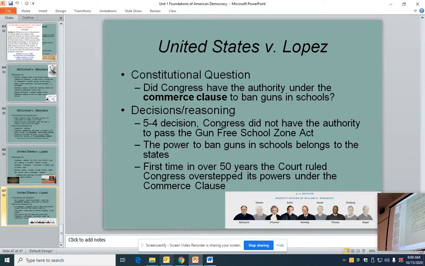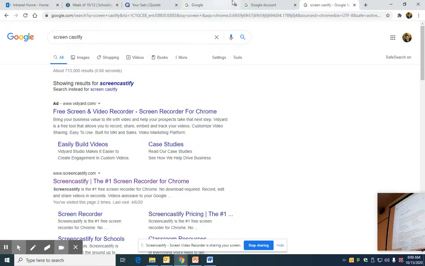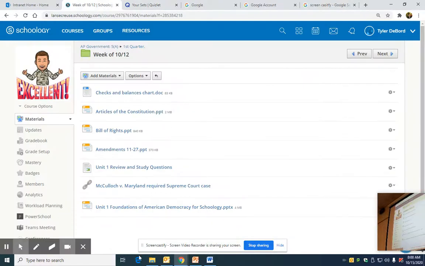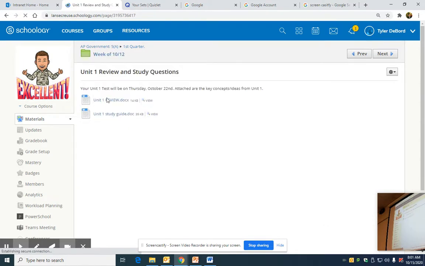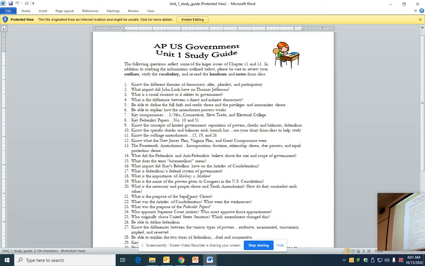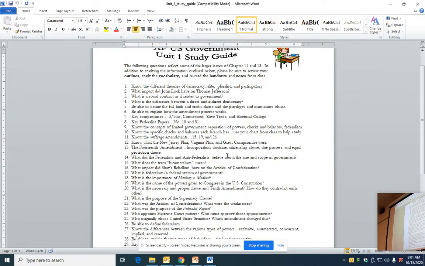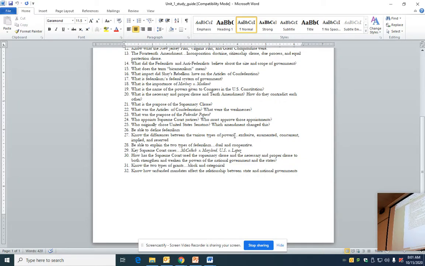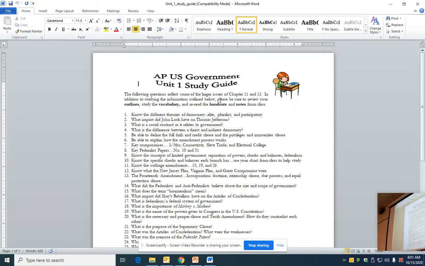Okay, so I just want to show you this real quick before we take the test. I posted on here the notes, the Unit 1 review and study questions. If you click on that, there are study questions for the test. There's a study guide. So if you open that, you have the study guide. All of these concepts, all the things that we covered in the first unit, these are questions. It's not an assignment, but it's questions to help guide your studying for the Unit 1 test.